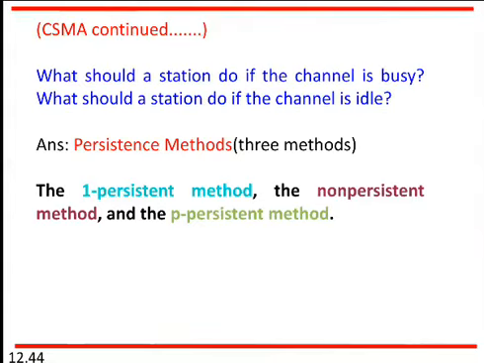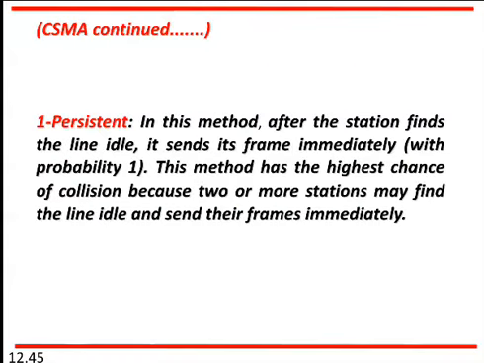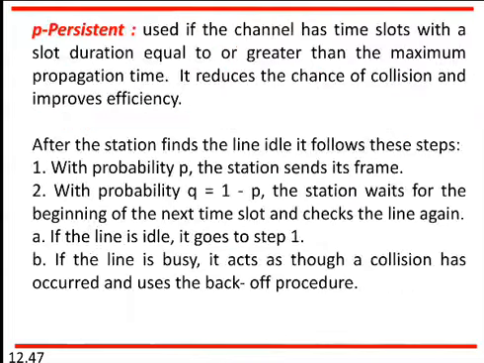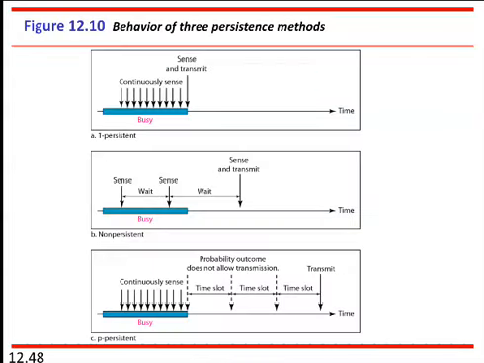So here to do this, as we had seen in the last class, there are some persistent methods which will tell what to do if the channel is busy and what to do if the channel is idle. In the case of the 1-persistent method, after the station finds the line idle, it sends the frame immediately, with probability 1, and in this method there is the highest chance of collision. You can see here in the flow diagram, it continuously keeps sensing. Once it finds idle, it starts to transmit.